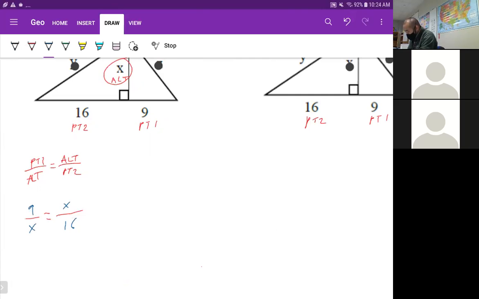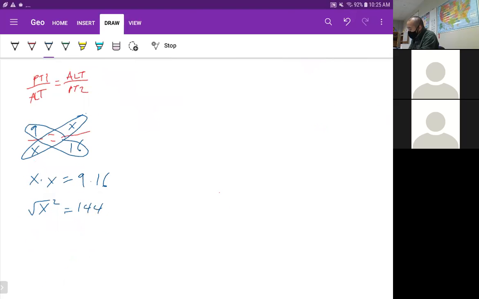So now it's like the assignments we did before the break. x times x equals 9 times 16. 9 times 16 is 144. x times x is x squared. And so to get this answer, you square root both of them. You get x equals 12. It's going to work the same with the other ones.